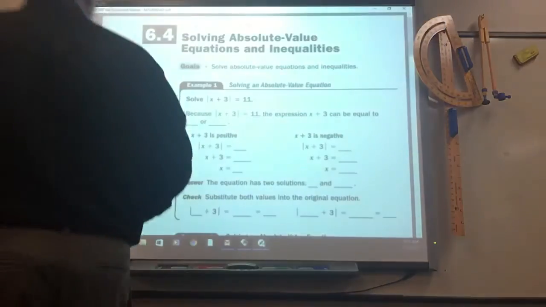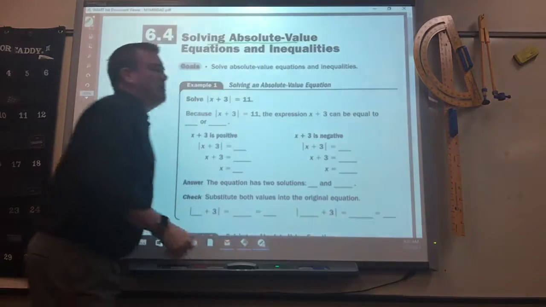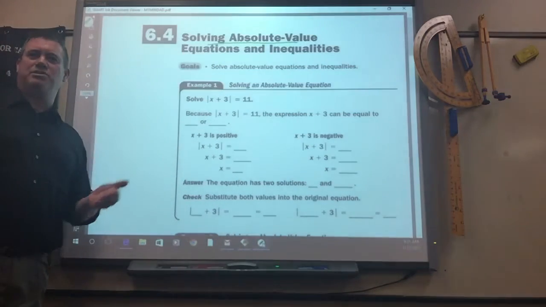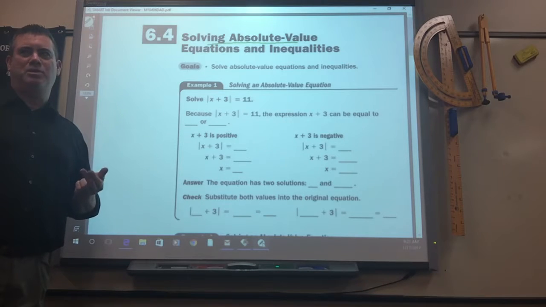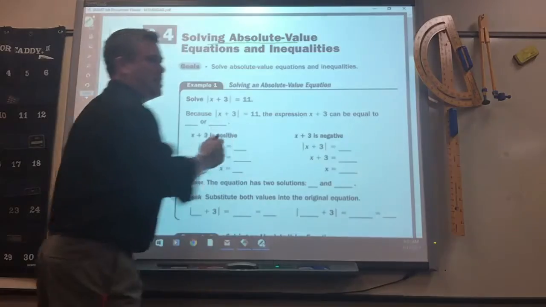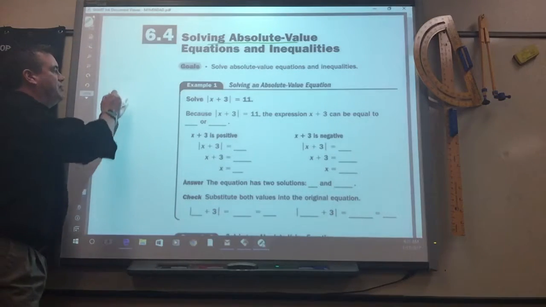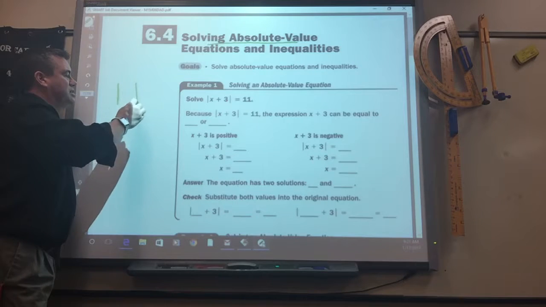Okay, absolute value. They put absolute value in, if you remember, we just got done doing compound inequalities. Compound means what? Multiple. Absolute value is the same type of deal. If you remember, absolute value is just two straight lines on each side of a number.